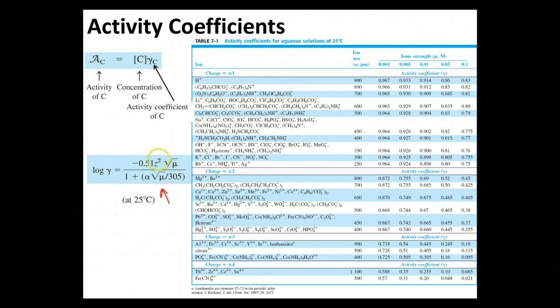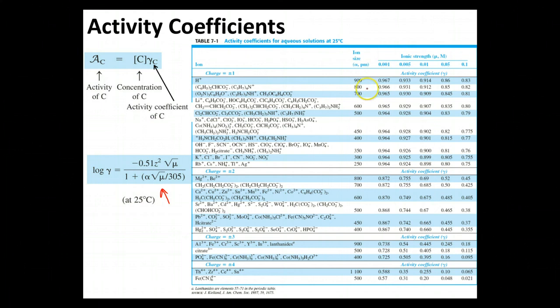And you can see here that we have charge and we have size for the ion. So as charge increases, activity coefficients are going to get smaller, because of that square. And you can see that effect. See that as we look down a column, when we get to higher concentrations, it jumps down very dramatically.